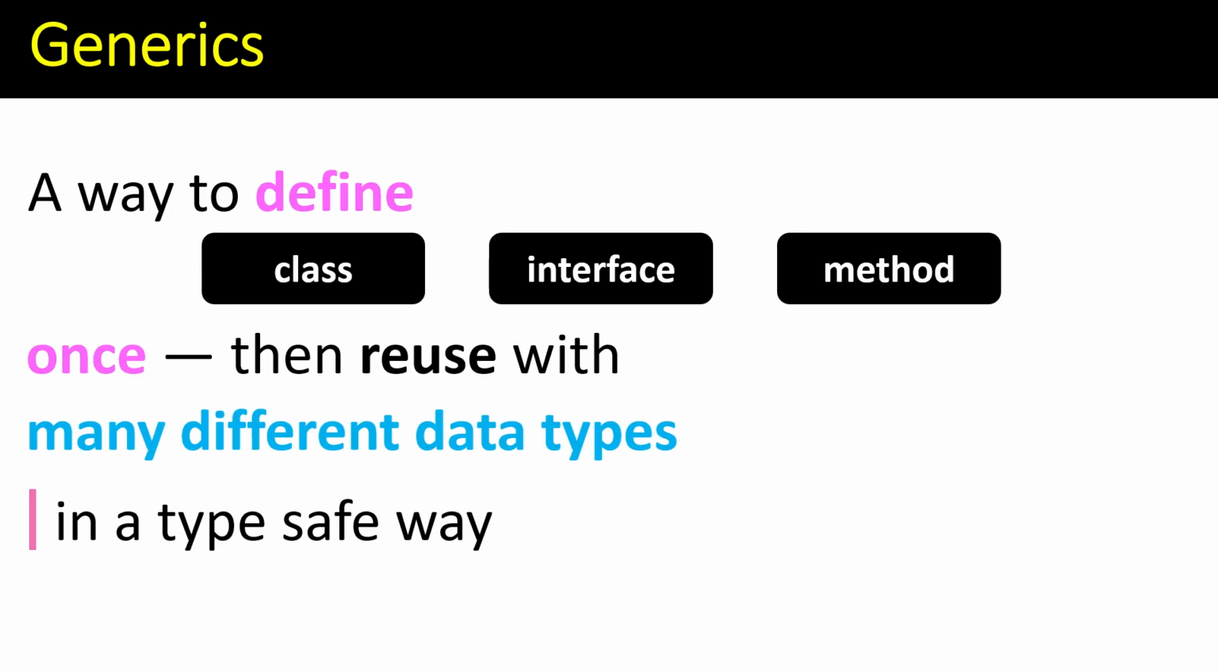So, if we want to summarize what generics allow us to do: define a class, interface, or method once, and reuse that same code with many different data types while still maintaining strong type safety.